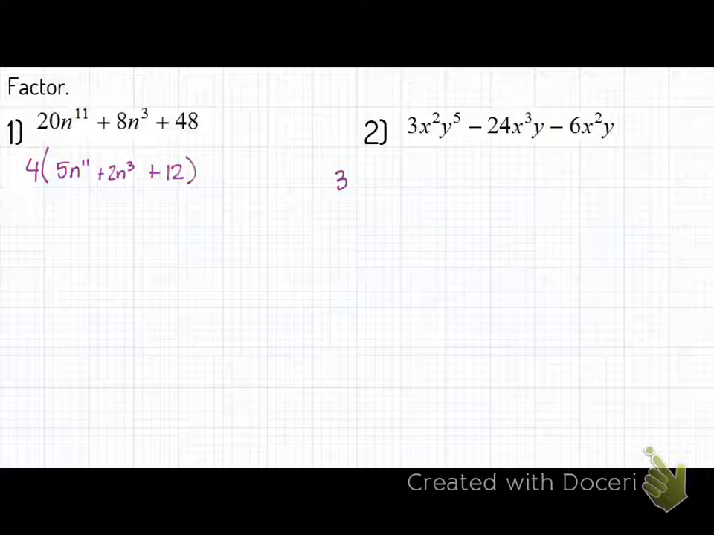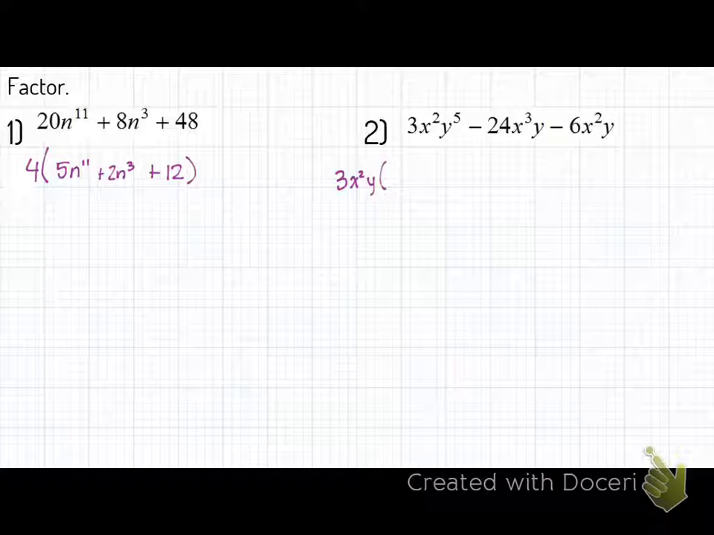So the way I do it is I look at my x's and think about what's the smallest exponent. What's the smallest exponent that's up there? 2. So I could take out x squared. Then I'm looking at my y's. There are y's in all 3 terms, so what's the smallest exponent of all 3 y's? y to the 1st, or just y. So then I'll put y.